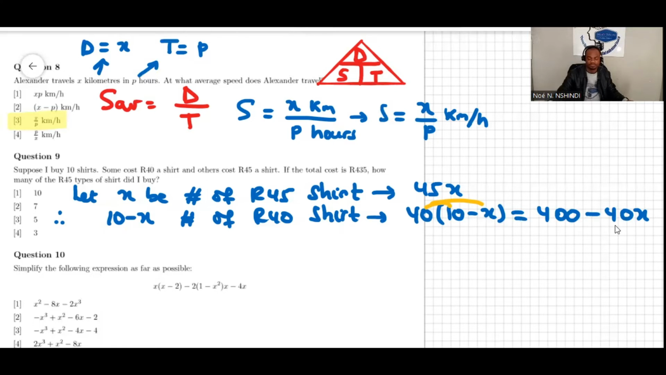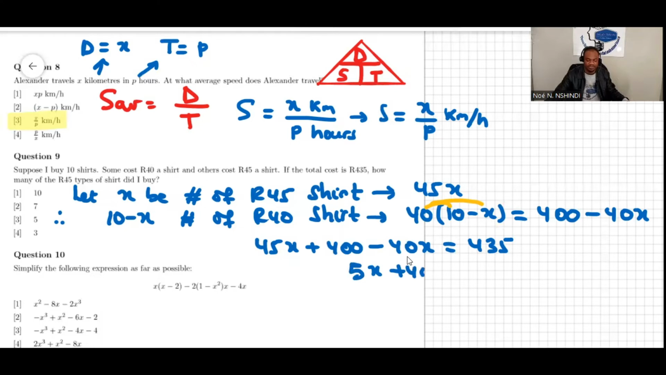So now they say the total cost is given, it is 435. So we'll say that 45X plus 400 minus 40X is equal to 435, because that's the cost of all the shirts. This is the cost of all the shirts in terms of X. Now, let's calculate it. 45X minus 40X is equal to how much? It's just 5X. So 5X plus 400 equals 435.